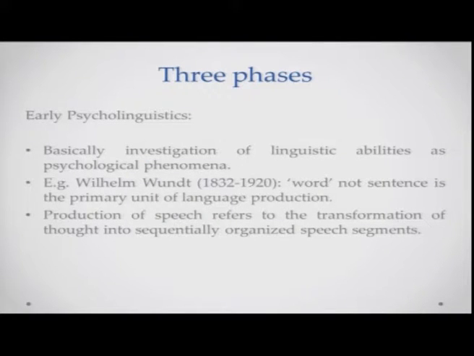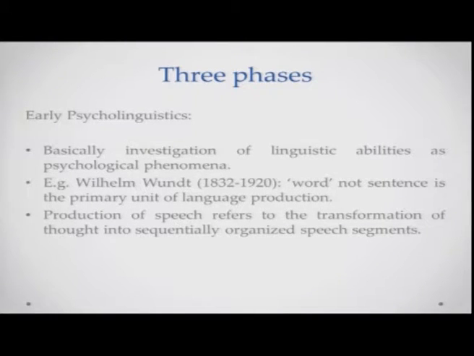One of the earliest works in psycholinguistics has been attributed to a person called Wilhelm Wundt. If you have taken my earlier lecture, or if you have been a student of psychology at any point in time, you would know that Wilhelm Wundt is credited as the person who formed the first laboratory in psychology in Leipzig in Germany.